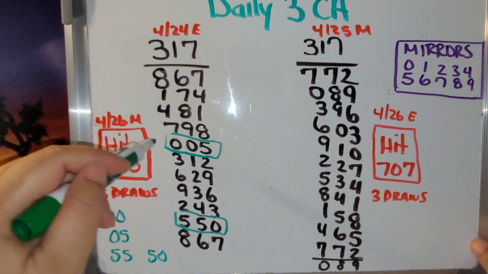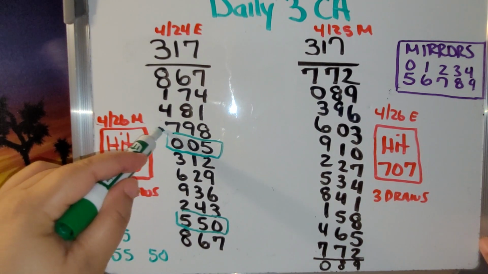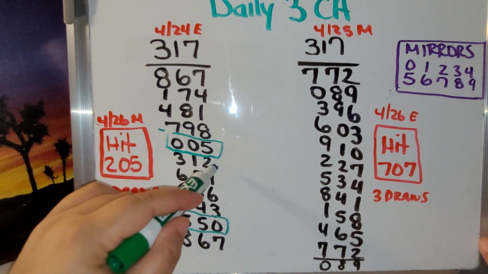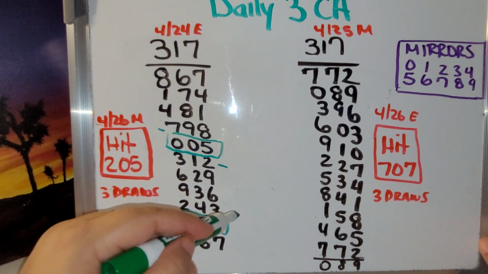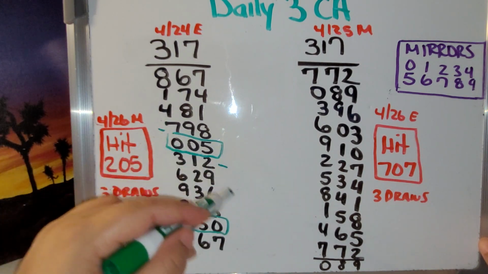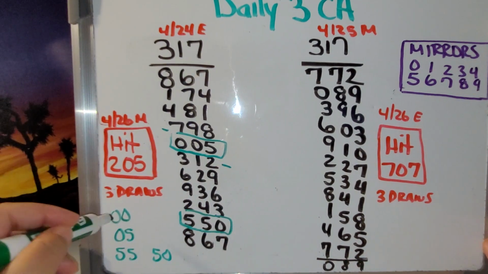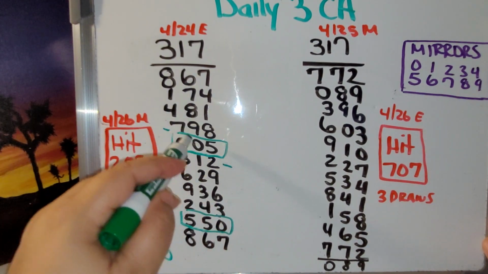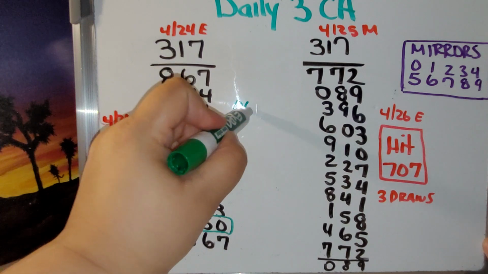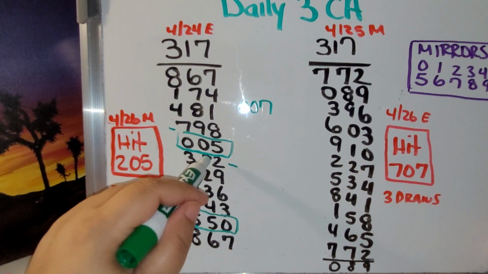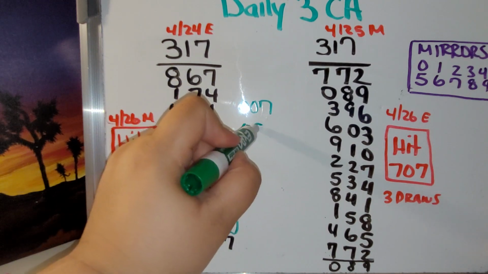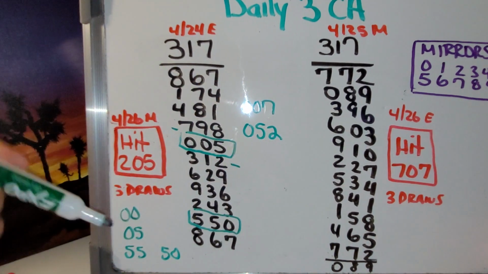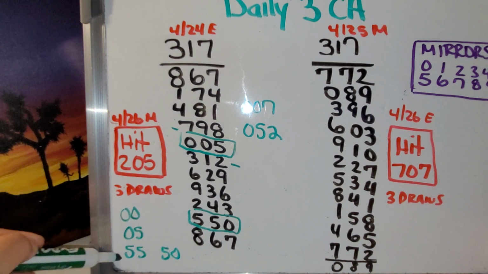Okay, for instance, you have a 7 here, and you have its mirror number 2 here. That's hot. So you might want to write those down into your combinations. So we're going to take 007, and then we're going to take 052. Write that down. And remember, these are just taking it from the pairs that we've already pulled out.